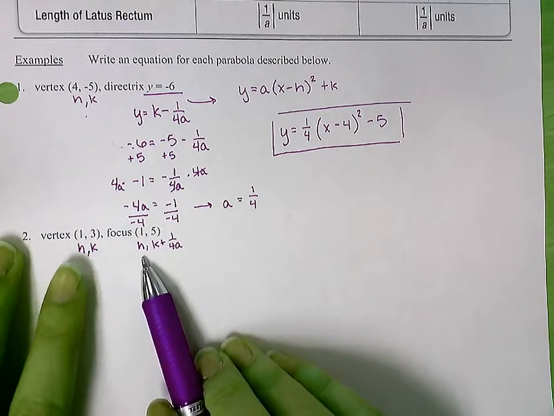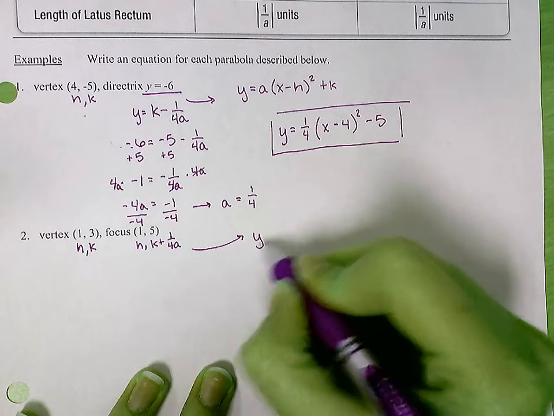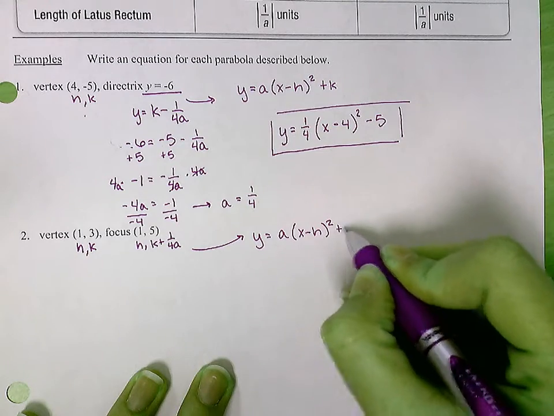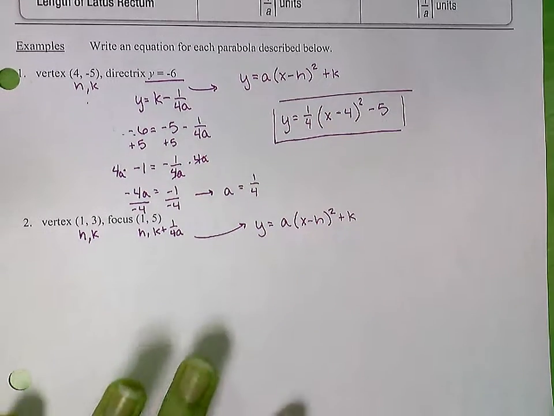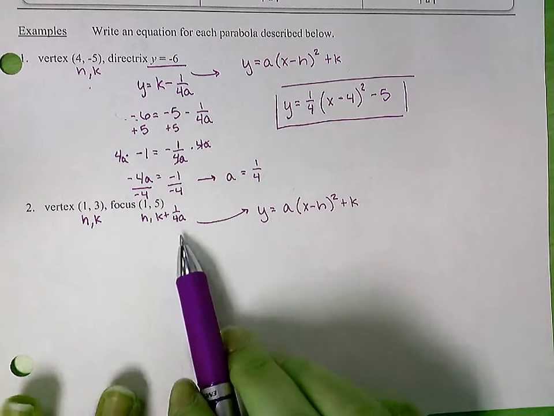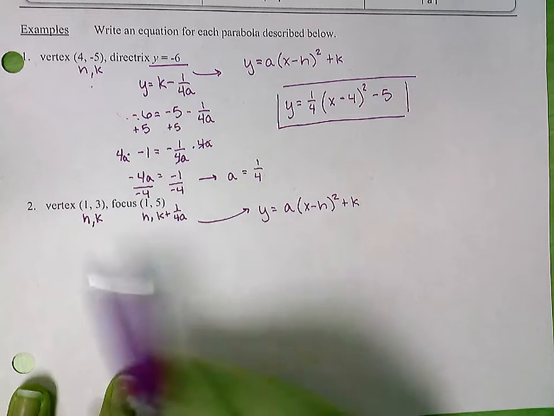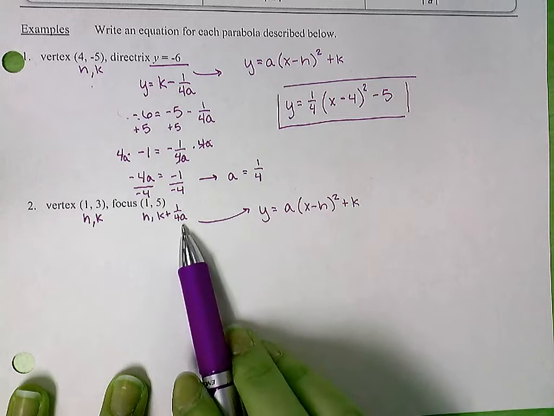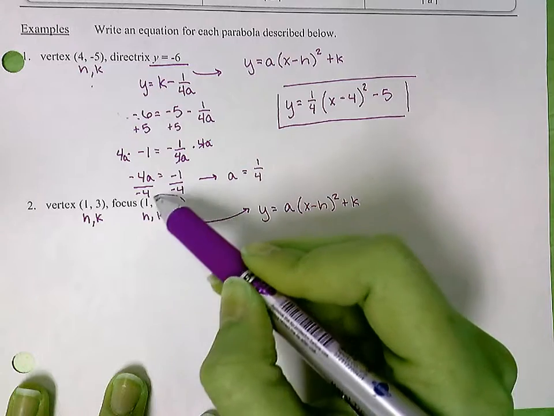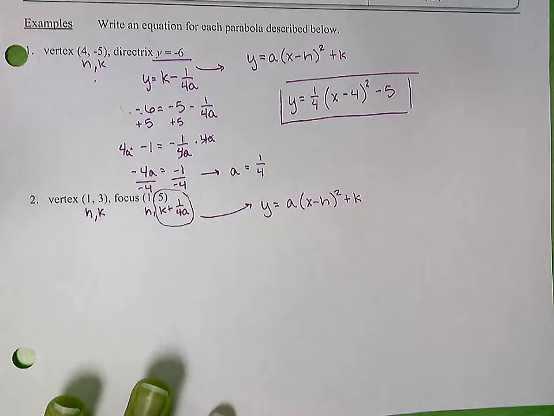Okay, so now since my h's were the same, I can say I'm using that same equation, y equals a times x minus h squared plus k. Now again, I need to solve for a, because I already have h and k, but I still need to find a. Well, I can use this 5 and that formula to find that 5 to get a.